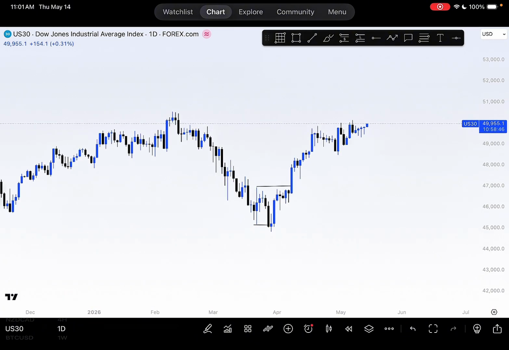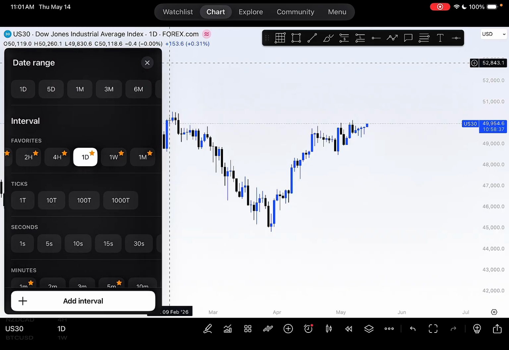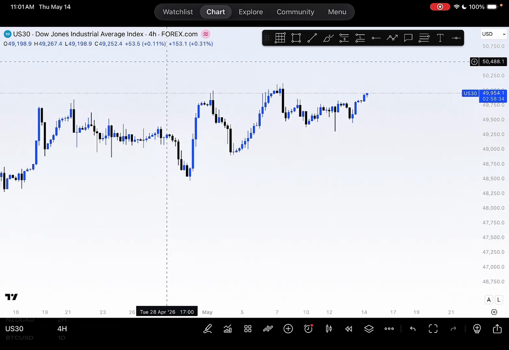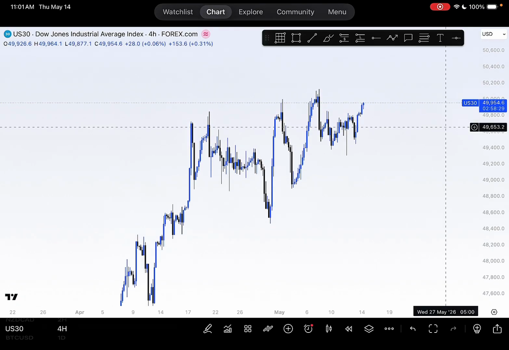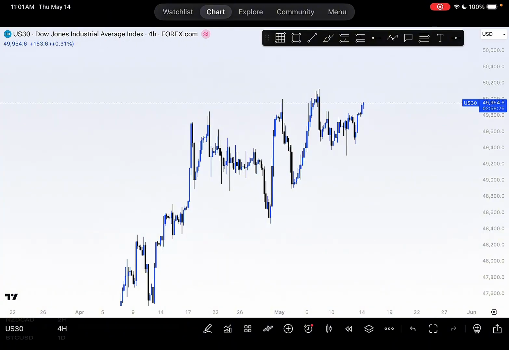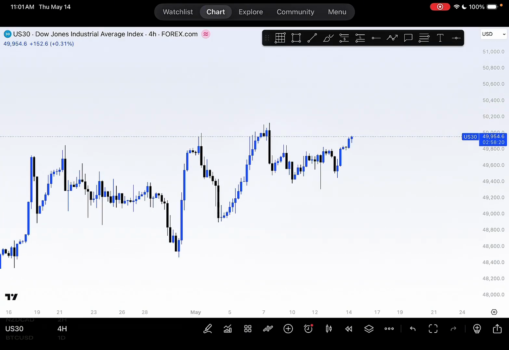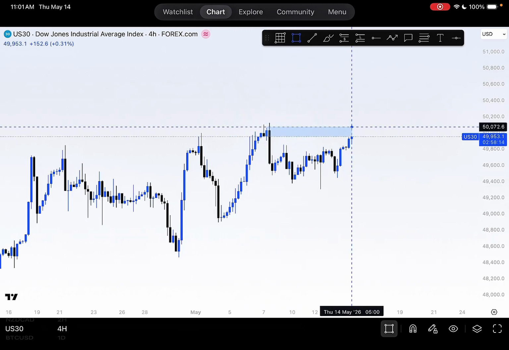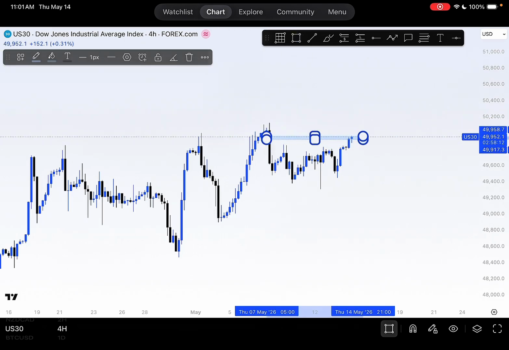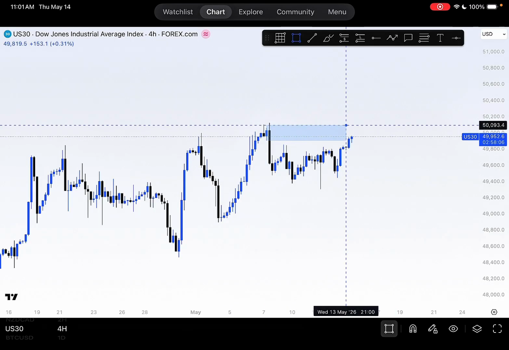That aside, I mark out my key zones from the 4 hours. That's where I normally mark my key zone. So we'll have to go down to the 4 hour time frame. That's where we mark our key zones from. So here, what we have is this zone as our key zone. We have this zone as our key zone. This particular zone as our key zone.